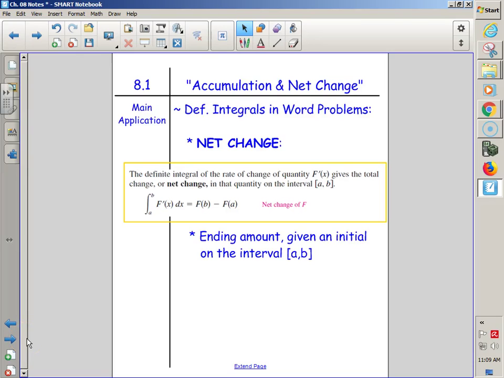Right? It's all about application. Integration as net change is saying, let's find a final amount given an initial amount and given a rate. True? So even though this is true, wait, hold on. This isn't net change. Well, yeah, it is. I mean, what is this really?